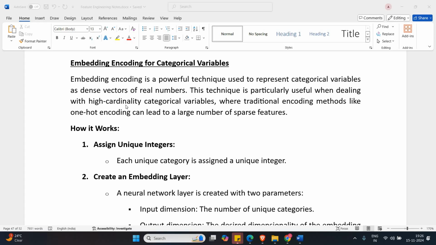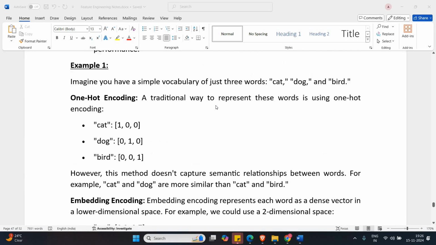Before we understand the theoretical part of embedding encoding, let me show you a simple example so that you can understand what we do in embedding encoding, and then we will see the important points that you must remember about it. Imagine a simple vocabulary with only three words: cat, dog, and bird. You can say it is a categorical feature named animals, and these are the three categories: cat, dog, and bird.